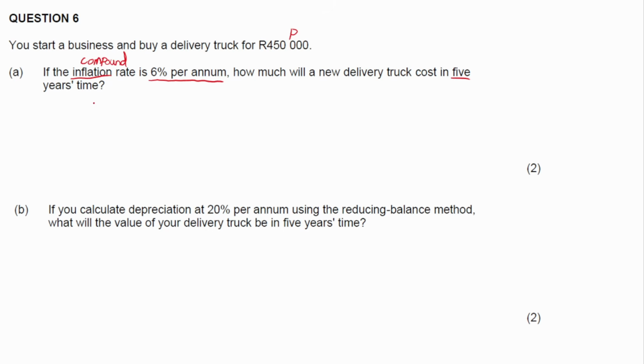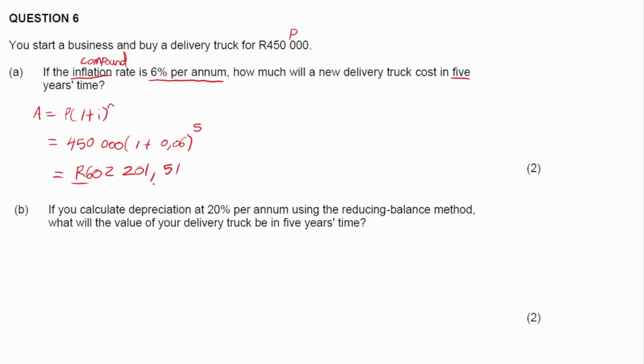So inflation is compound. Here it's just a simple little compound interest formula. This is given on your formula sheet. So our principal amount is 450,000, 1 plus our interest rate of 6% per annum, and our number of periods is 5 years. If we put this in our calculator, we should be getting 602,201.51 Rand. Very important to remember the Rand symbol.